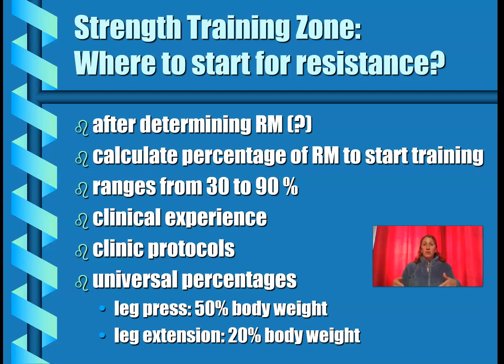Figuring out where to start for resistance obviously taps into an individual's clinical experience. So the more that you start practicing with patients, you're going to have a ballpark idea of where you would start for resistance. If you have any experience with how your strength training has gone, that can also help determine where your patient might start with resistance. We could have universal percentages regarding leg press or leg extension. These are just some general ideas. So if we were going to start with a leg press, we could use 50% of the body weight, or if we're going to start with a leg extension, we might use 20% of the body weight. But again, these are just some general guidelines.